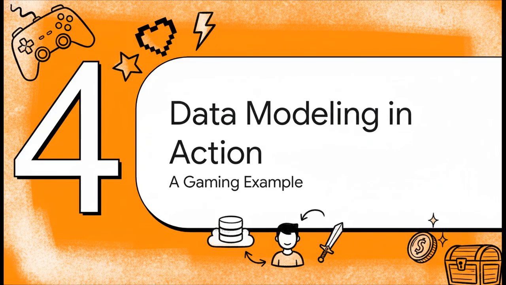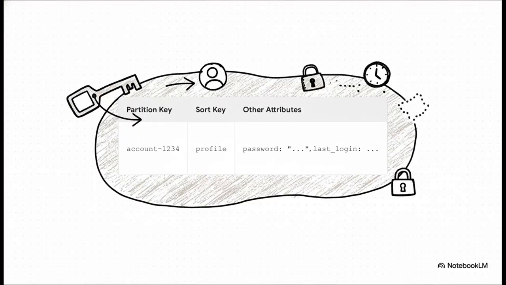All right, Section 4, Data Modeling in Action. Look, I know that's a lot of theory, so let's make this way more concrete. We're going to walk through a real-world example. Let's model a player's profile in a video game and see how this query-first thinking actually plays out. Okay, so let's start with just one item. We'll say the partition key is the player's unique ID, account 1234, and for the sort key, we'll just use the word profile. This item is going to hold their basic stuff, password hash, last login time.